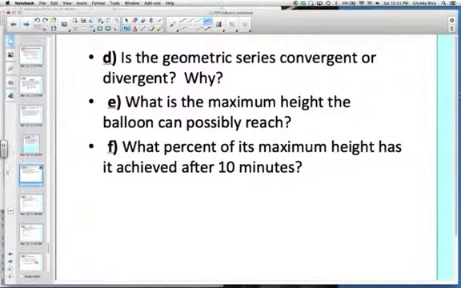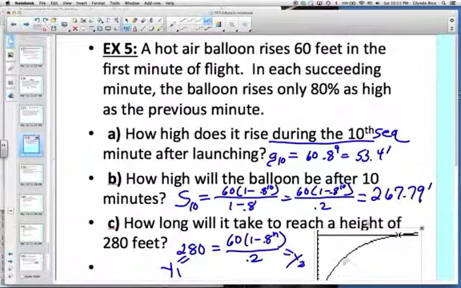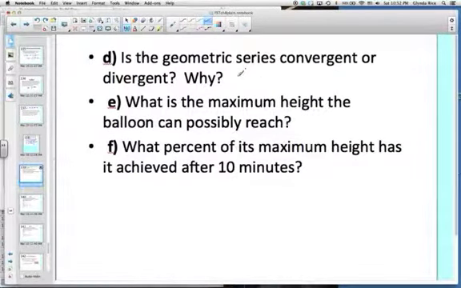Is it convergent or divergent? What's happening to this value as it comes up here? Well, you're right. R is less than 1, so it's getting smaller. It's not getting smaller that quickly because 0.8 is a little close to 1, but it does eventually level off. So it is convergent. Yes, because R, which equals 0.8, is less than 1. Actually, it's between 0 and 1. What is the maximum height the balloon can possibly reach?